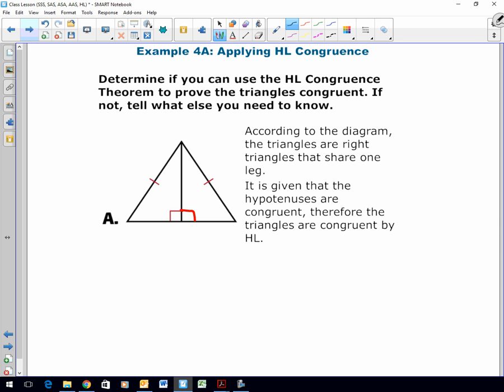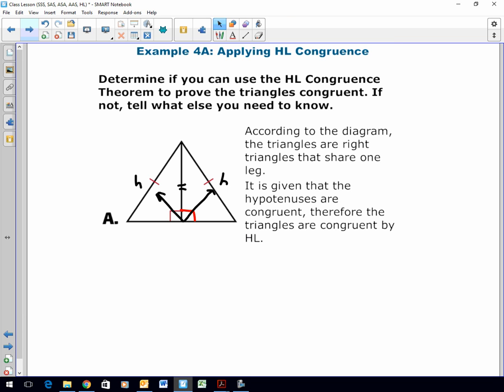You got two right triangles. This is called the hypotenuse. It is opposite of the right angle. Those hypotenuses are congruent. Where is the leg? What leg would be congruent here? That one. This leg would be congruent to itself, okay?